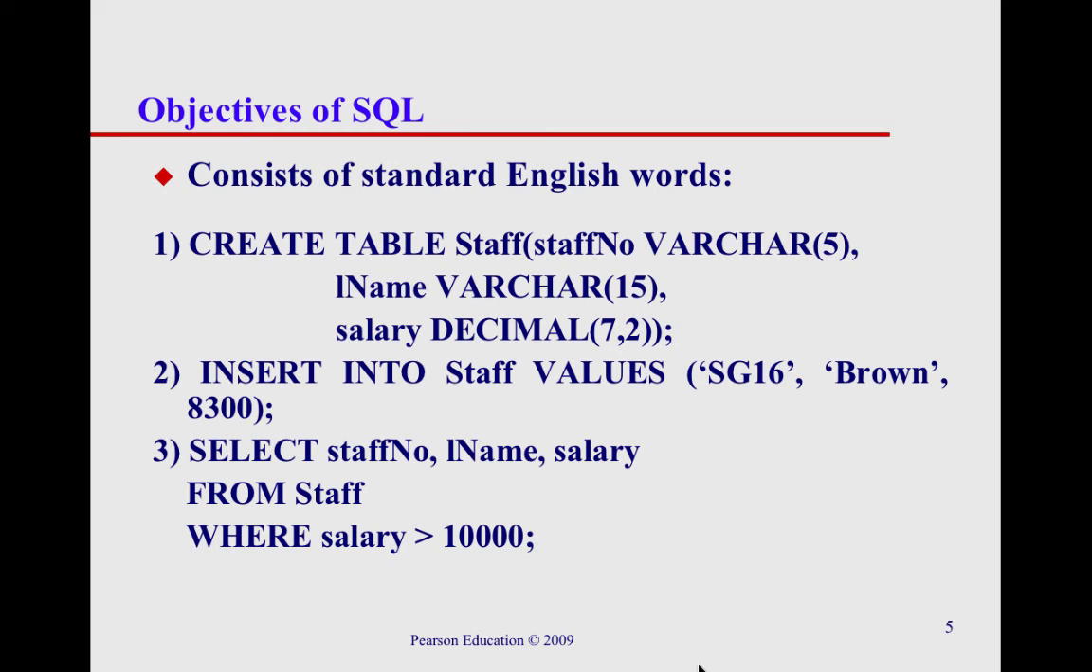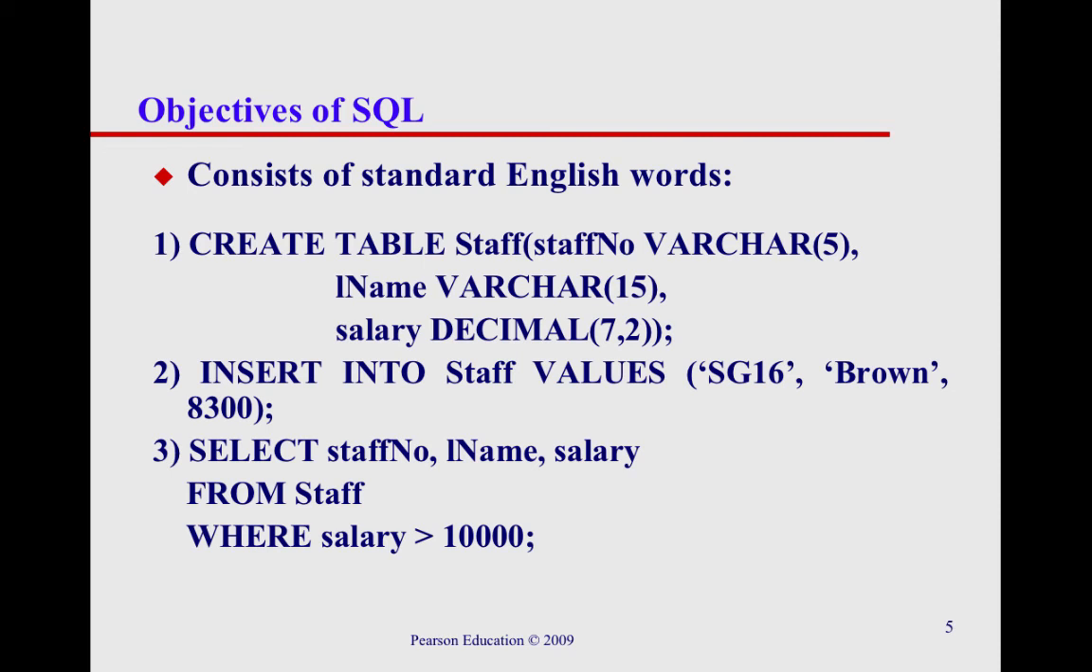The first one creates a new relation. And notice it doesn't say create relation. It says create table, because that's the view or the terminology we use for end users. So here we're creating a table called staff that has three attributes: staff number, last name, and salary. You can see this is what's called a variable character field of maximum length 5. It means that the maximum length is 5, but that when it's stored in the database, if the staff number is only 3 characters, it will occupy only 3 characters.